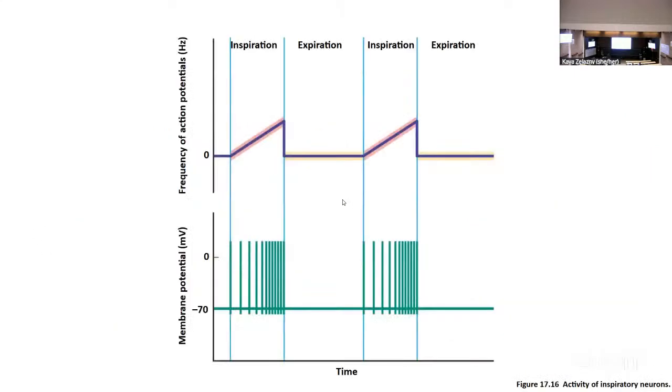Okay. So this is what you'd see if you were recording the action potentials in the brainstem during inspiration and expiration. So you're going to see this kind of ramping up of action potentials, specifically when you're breathing in, when you're trying to trigger that inspiration.